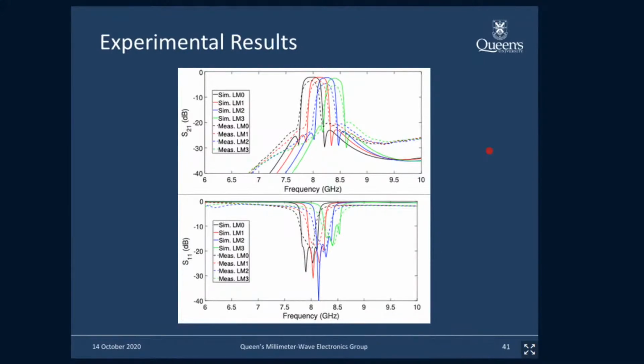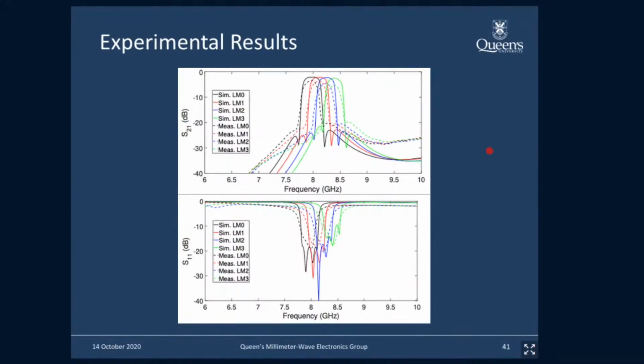So to our knowledge, this is the first quasi-elliptic filter with fluidic tuning that's out in the literature, or this has been submitted. So when it comes out at some point, that to our knowledge is the first one showing this kind of tuning, quasi-elliptic response.